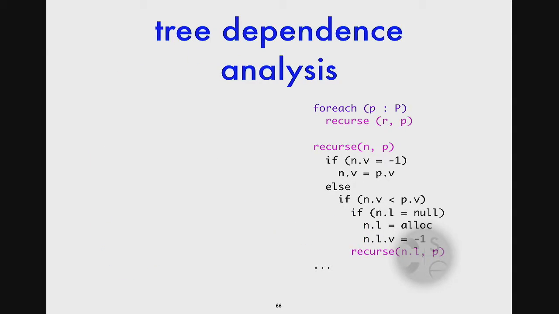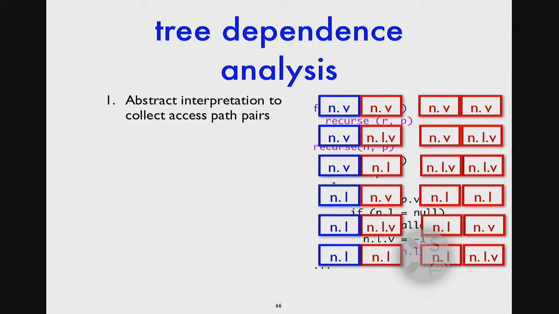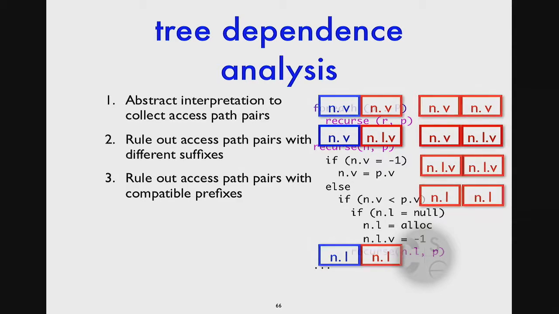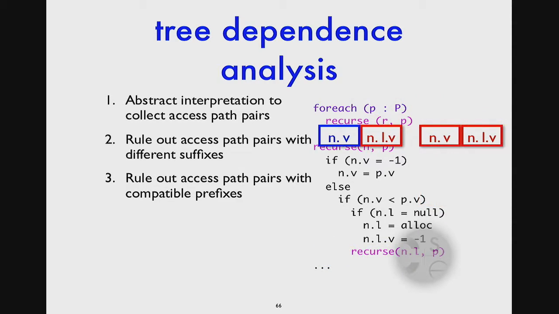So here's how tree dependence analysis works. I write an abstract interpretation to collect all of the access paths in my program. I rule out access path pairs that have different suffixes. They can never actually create a dependence. I rule out access path pairs with compatible prefixes. These are pairs where even though the dependence exists, I'm at OK parts in the tree when they happen, so everything still works.